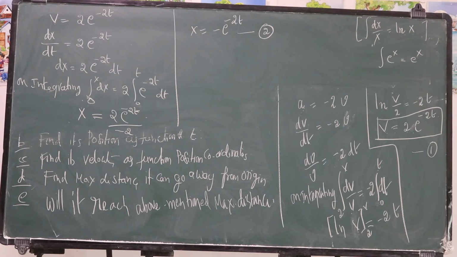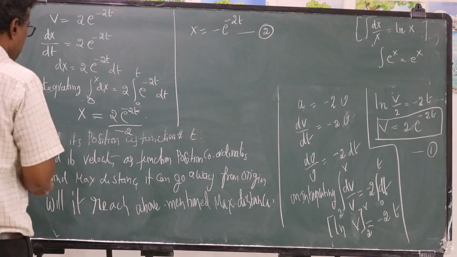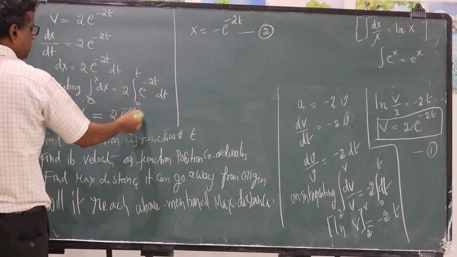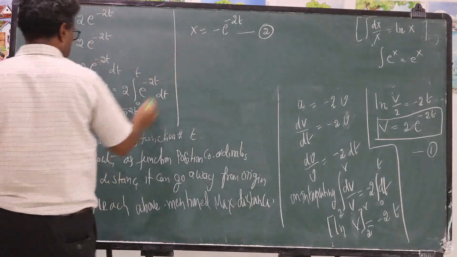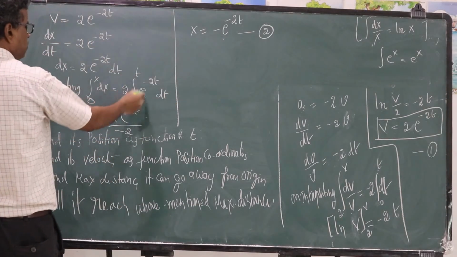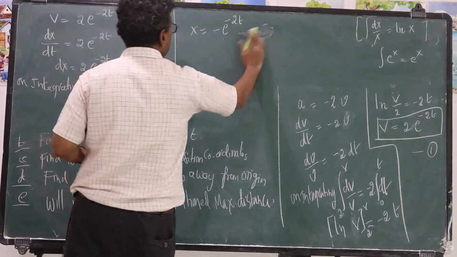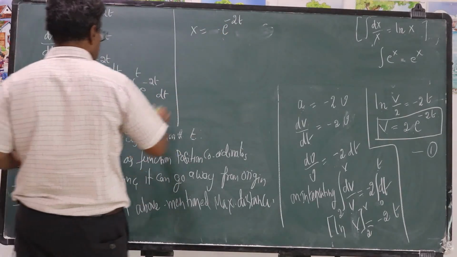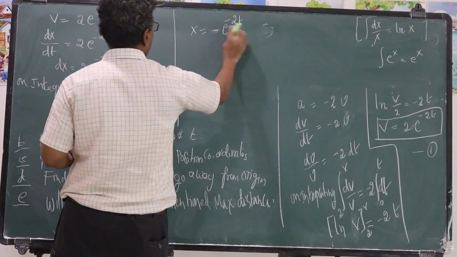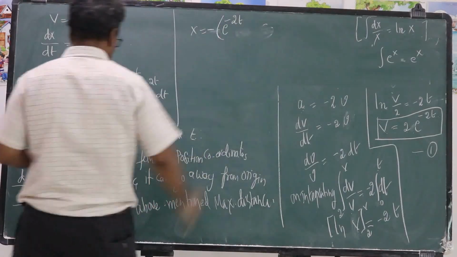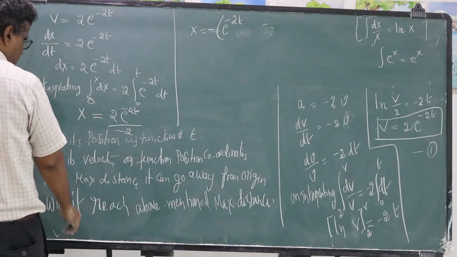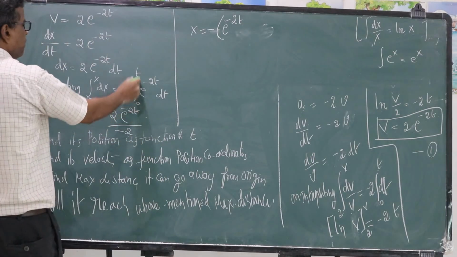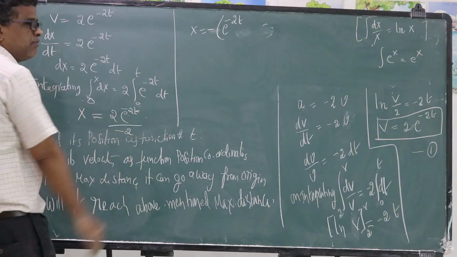Okay, you substitute the limits here, 0 to t. After integration, you substitute the limits 0 to t. After substituting, the upper limit minus the lower limit. What is the lower limit? e to the power 0. The upper limit is t; e to the power 0, minus 0.